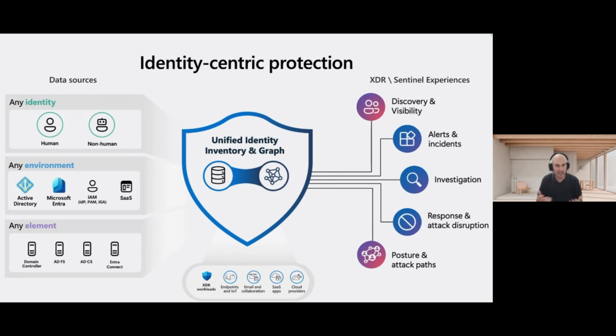So it starts with discovery and visibility. Like mentioned before, I can see all the identities across all the systems with a single pane of glass view, which is, again, first visibility is super important.